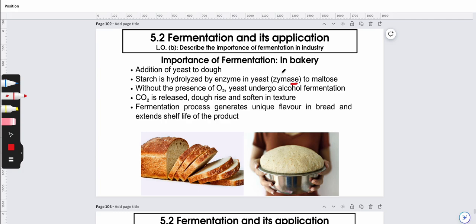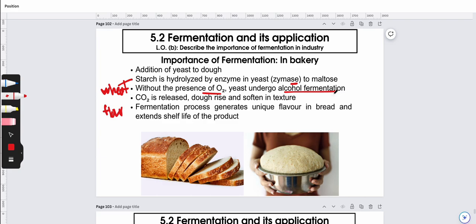So what zymase actually does is, the starch, we actually use wheat flour, or you can use any other flour. So wheat flour has starch in it, which will be hydrolyzed to maltose thanks to zymase. And then you have to know, without the presence of O2, O2 cannot be present. Only without O2 can the yeast undergo alcohol fermentation. If you ever make a bread, you have to close the dough or else it won't rise. Do you know why we have to close it? So that the oxygen will not enter into our dough.